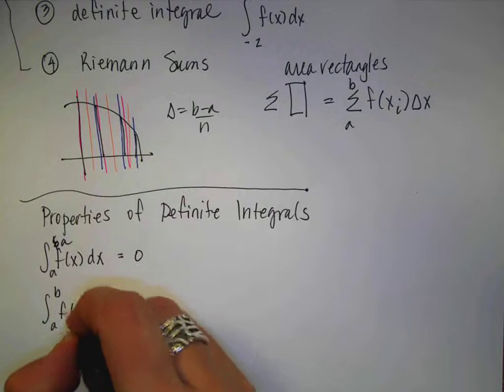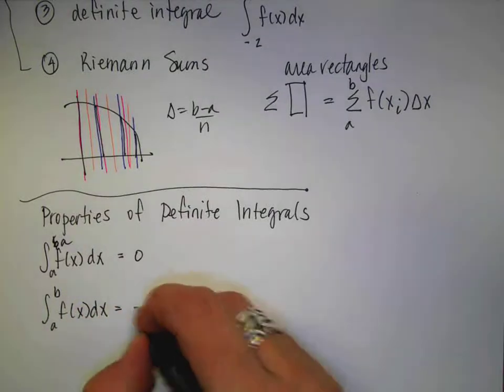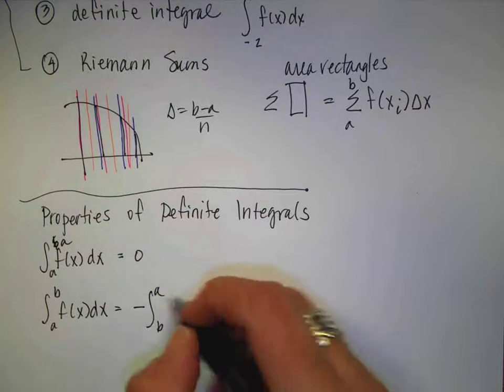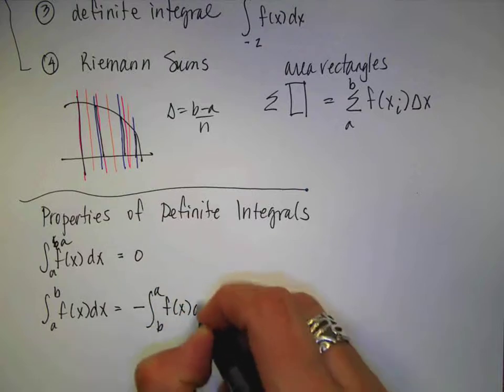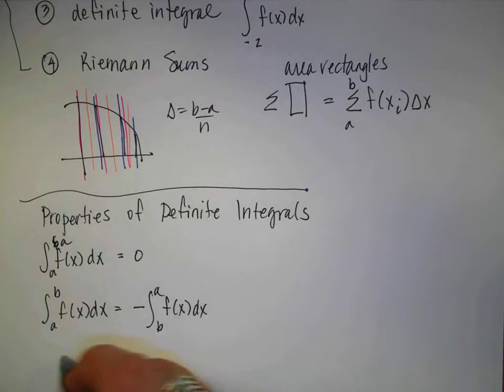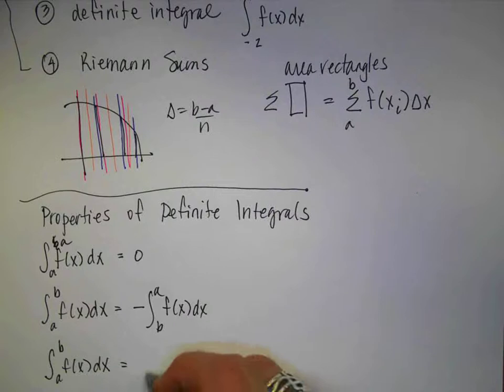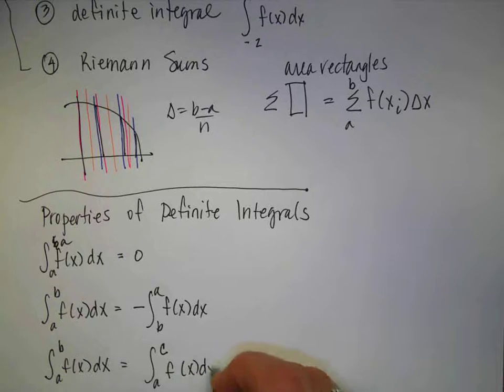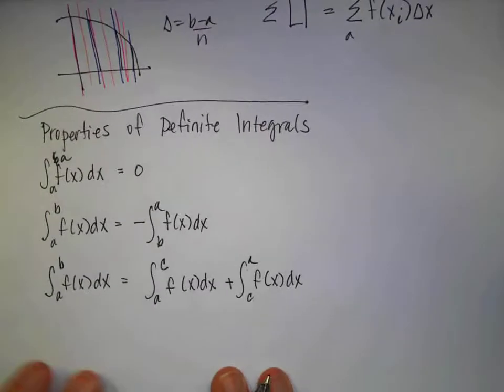All right, I could integrate from a to b of f of x dx, and it would be the same thing as integrating negative b to a of f of x dx. Okay, so if I integrated the opposite direction and took the negative, then I would get the same area under the curve. If I do the integral of a to b f of x dx, I could split it up, which I'm going to show you a cool example of in a minute, a to c of f of x dx, and then I could integrate from c to b of f of x dx.